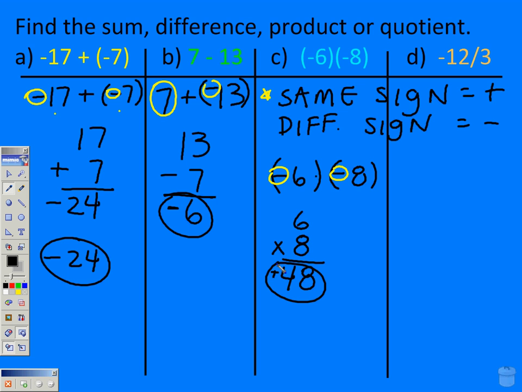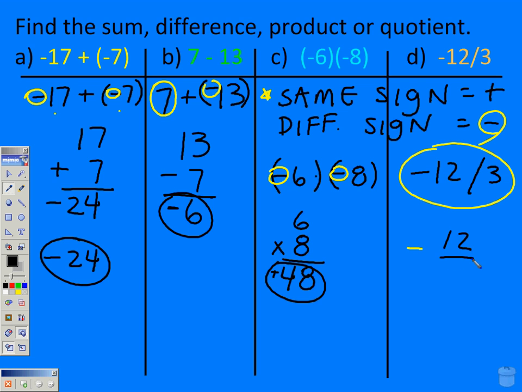In D, we have negative 12 divided by 3. Different signs. So we know that this is going to be this case right here. So our answer is going to be negative. And we've got 12 divided by 3 is equal to 4, so we end up with a negative 4 as our answer.